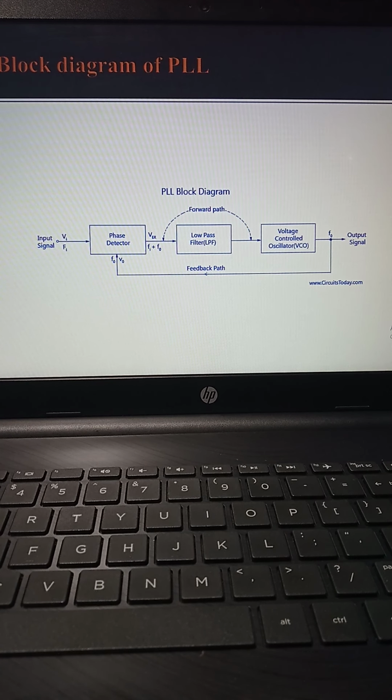In the case of the phase locked loop, that is PLL, the low pass filter is basically used to remove the high frequency noise present at the output of the phase detector. That means the output of the phase detector VE is passed through a low pass filter. Here we will get a ripple free DC voltage at the output of the low pass filter, because the high frequency noise is attenuated by the low pass filter.